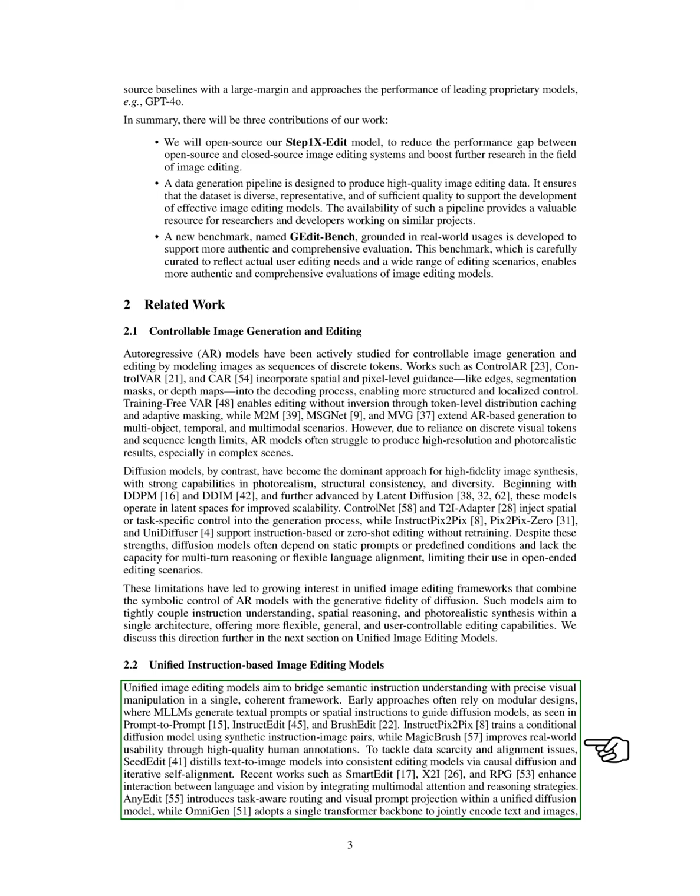Instruct-Pix-2-Pix trains a conditional diffusion model with synthetic instruction image pairs, while Magic Brush enhances usability with high-quality human annotations. To address data scarcity, GEdit refines text-to-image models into consistent editing models through causal diffusion and self-alignment. Recent models like Smart-Edit and X2i improve the interaction between language and vision by using multimodal attention and reasoning. AnyEdit introduces task-aware routing and visual prompt projection, while OmniGen uses a single transformer to encode text and images together, reducing reliance on external encoders.